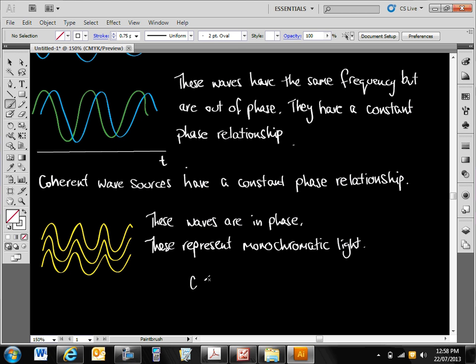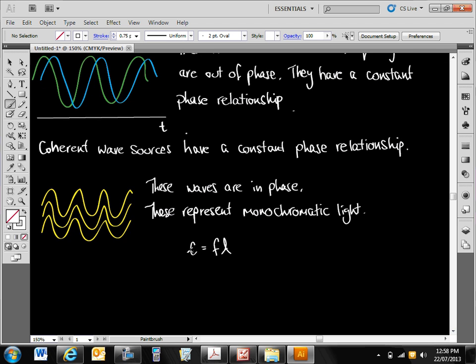We know for light, c is equal to the frequency multiplied by the wavelength. And c is fixed for light, in a vacuum anyway, depending on the medium through which it's traveling, at 300,000 kilometers per second. We're going to assume that c is fixed. The frequency changes, and we can see from this equation that the frequency and the wavelength are inversely proportional. If I increase the frequency, then I reduce the wavelength because this value here is fixed.